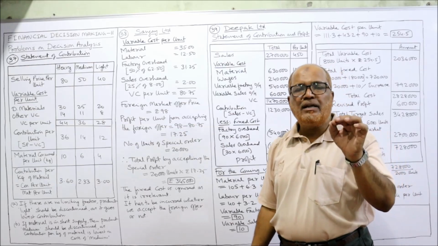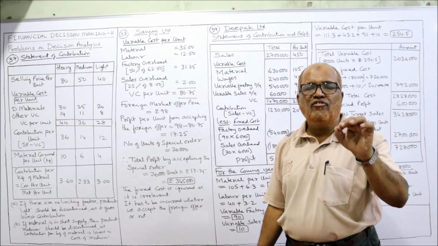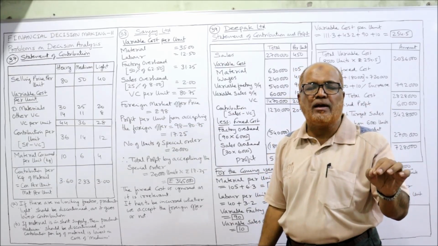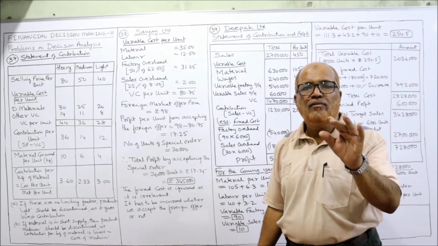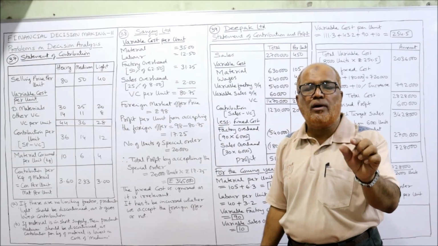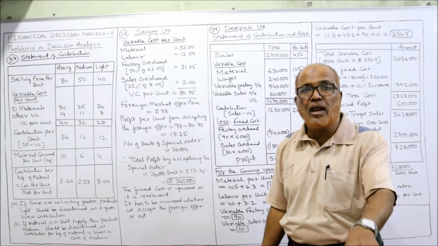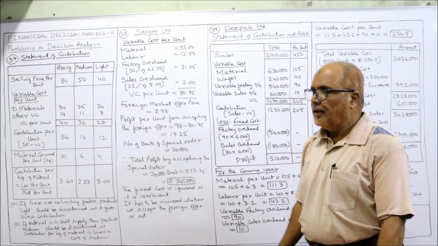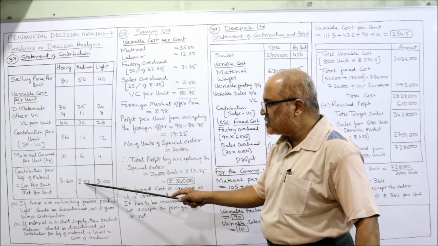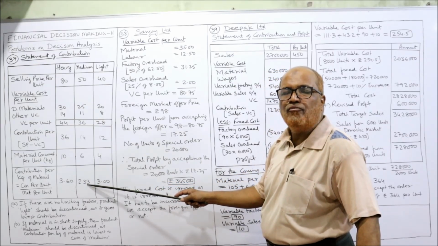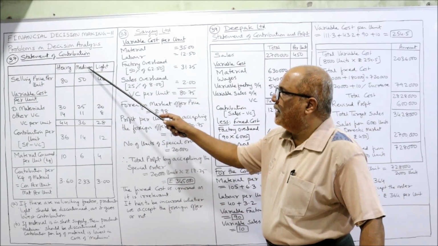If material is the key factor, if material is in short supply, that product can be discontinued which gives the lowest contribution per kilogram of material. Here 3.6, 2.33, 3. The lowest is 2.33. That means if material is in short supply, the company is advised to drop medium.